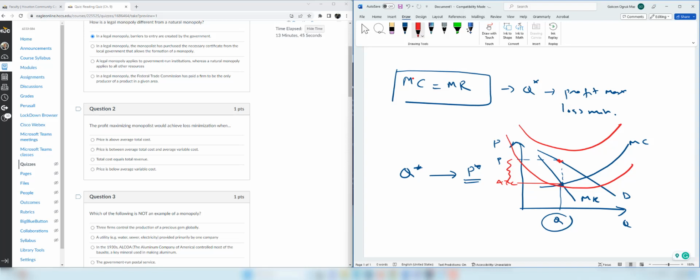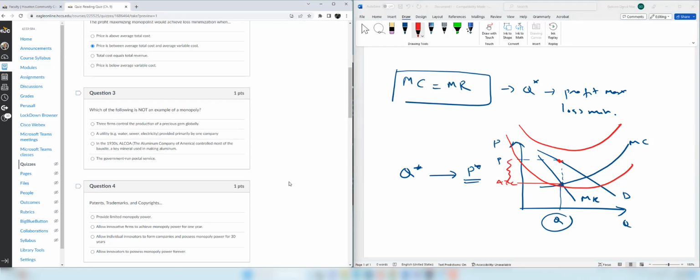Total cost equals total revenue is zero profit, because if total cost equals total revenue, the company is making zero economic profit. Price is below average variable cost: if you remember, when price is below average variable cost, the company shuts down. So therefore, the right answer is that price is between average total cost and average variable cost.